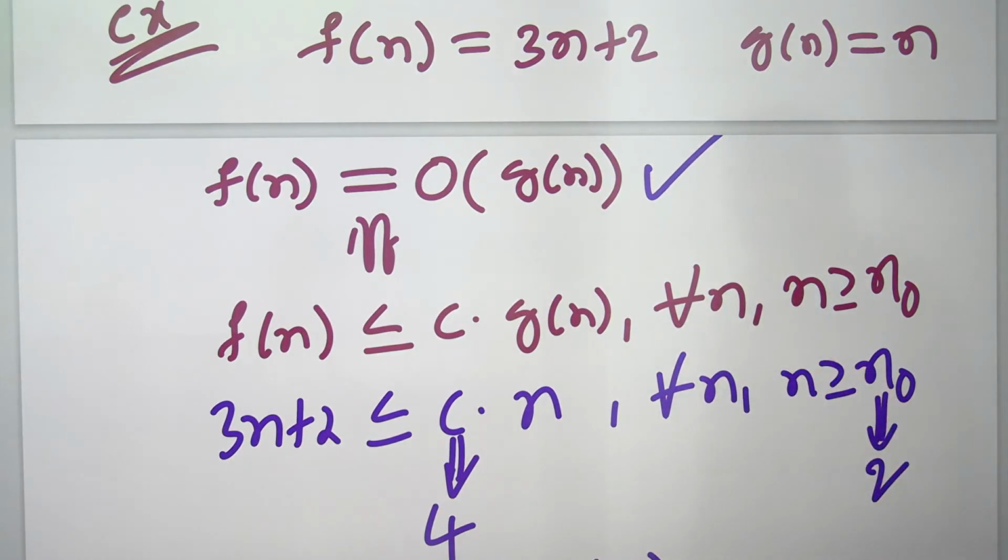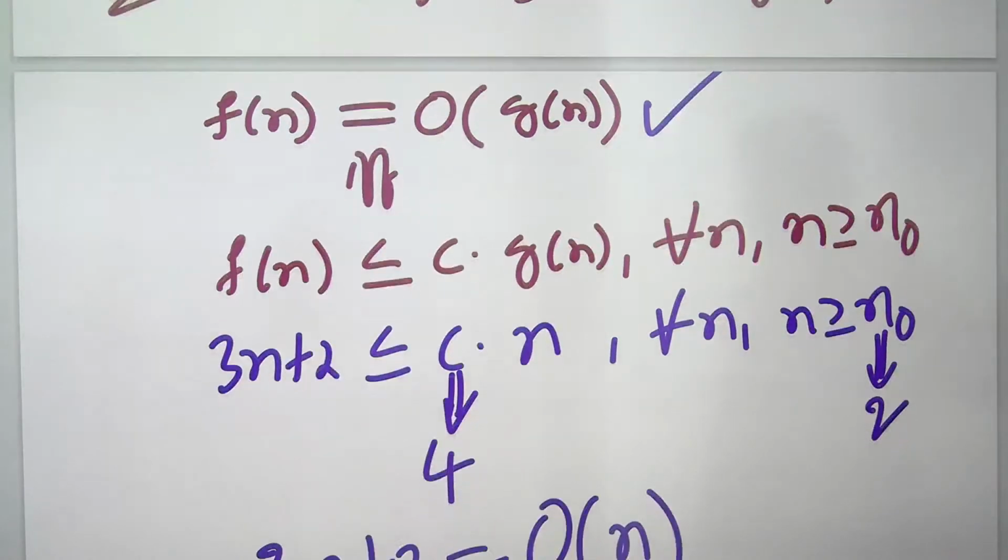Please verify. Left is 3n plus 2, right is only n. Comparing left and right, to be frank, left is bigger. I want to prove right is bigger or equal. So C value 4, because left side is 3n plus 2, right side should be 4n or more than 4n. C value 5 also you can take.